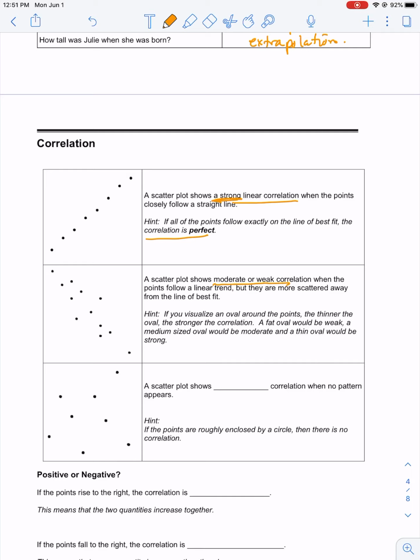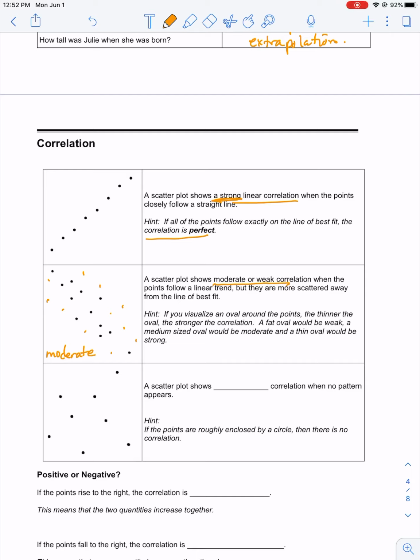A scatter plot shows a moderate or weak correlation when the points follow a linear trend, but they are more scattered away from the line of best fit. This one that's demonstrated here would be what I would call moderate. It wouldn't be weak. You would need a few more points outside. If I plotted those extra points there, now that's getting closer to weak. I still see a falling trend, but it's a really wide falling trend.